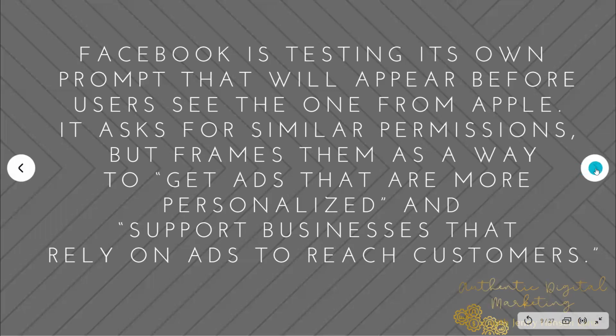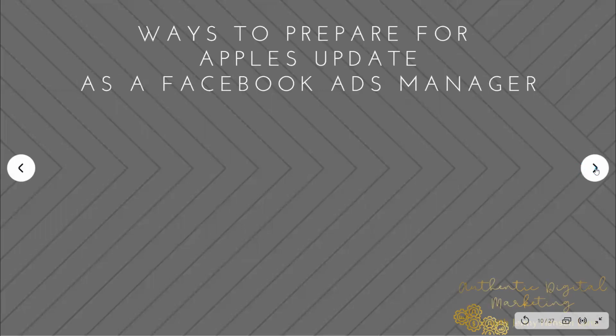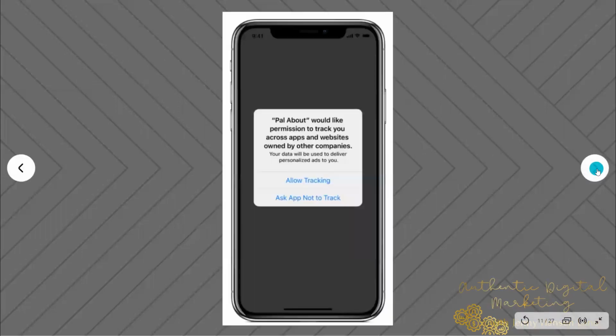Okay, so the next one is ways to prepare for the Apple update as you're using your ads manager. This was the post that I was showing you. Let's see if it shows up online. There is, would you like permission to track you across... So this is a website. Palabout would like permission to track you across apps and websites owned by other companies. Your data will be used to deliver personalized ads to you.